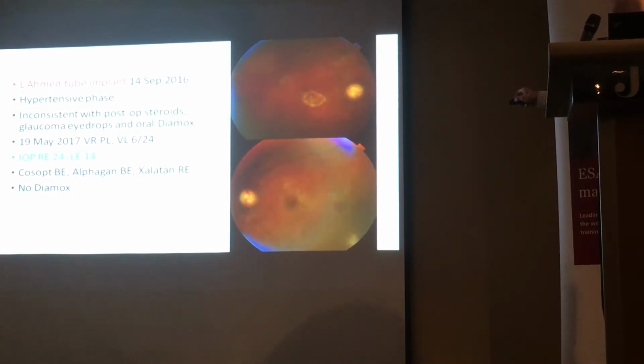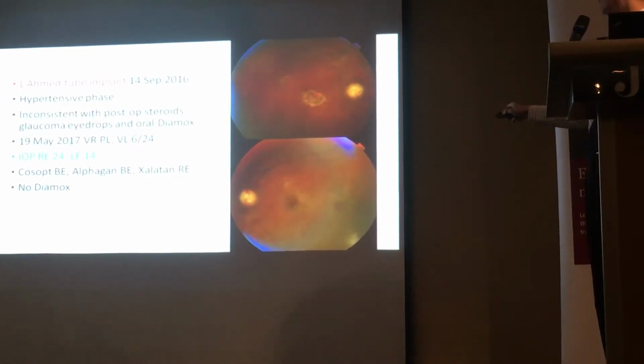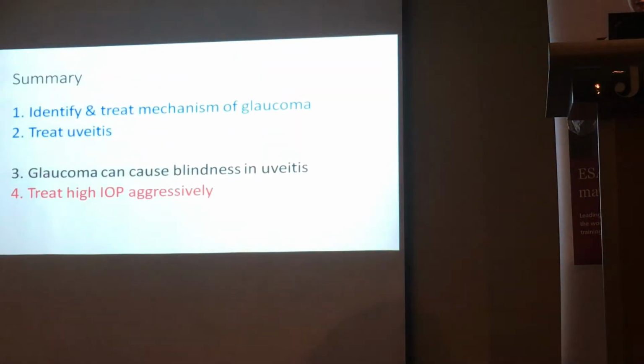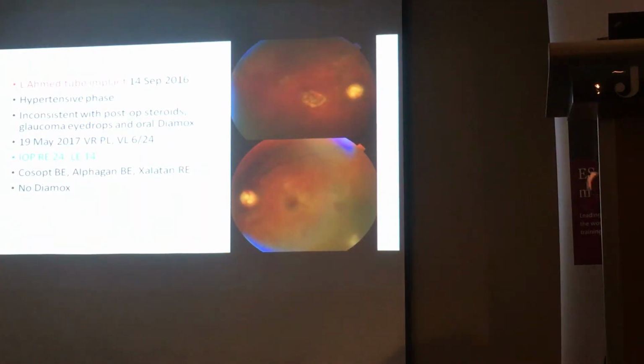So finally, after lots of struggles, by May 2017, this is how his vision is. The right eye is really very poor, right eye pressure is 24, left eye is 14, and we have him on these eye drops. So it's 4 eye drops in the right, 3 eye drops in the left, no Diamox. And he still comes intermittently for visits and not. I just saw him 3 weeks ago.